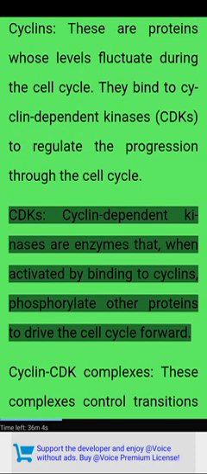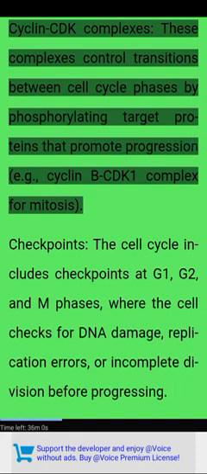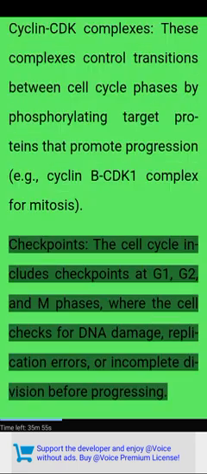CDKs, cyclin-dependent kinases, are enzymes that, when activated by binding to cyclins, phosphorylate other proteins to drive the cell cycle forward. Cyclin-CDK complexes. These complexes control transitions between cell cycle phases by phosphorylating target proteins that promote progression, e.g., cyclin B-CDK1 complex for mitosis.